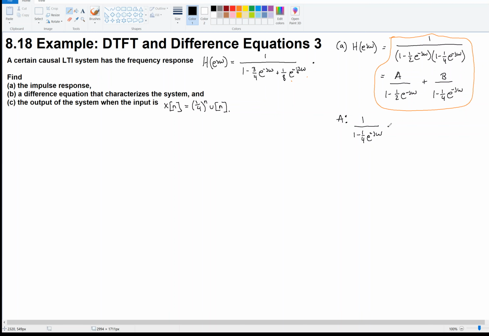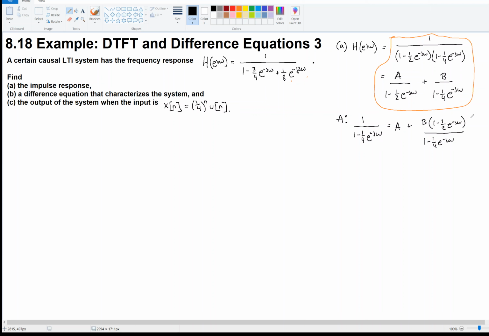Like this, equals, and then we would just have A, because we multiplied by A's denominator, and then B times A's denominator over B's denominator. And then we still have an equation in omega, or e to the minus j omega.